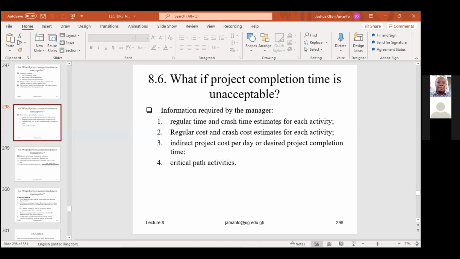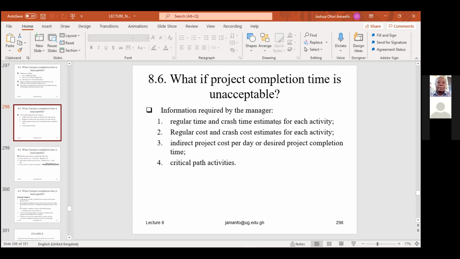The project manager would need the following information: the regular time and then the crash time estimates for each activity. The regular time is the time we would have completed the activity if no crashing is needed. And crashing time will be the earlier time that the activity can be completed. So usually the regular time will be longer than the crashing time. If the regular time is say 10, crashing time will be say 6 or 8, depending on the nature of the activity.